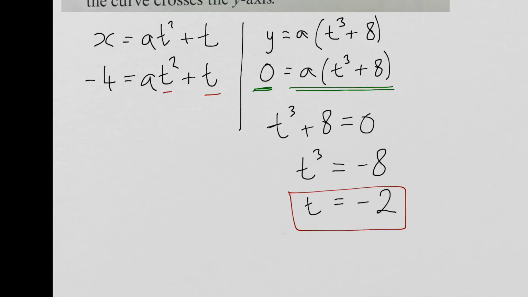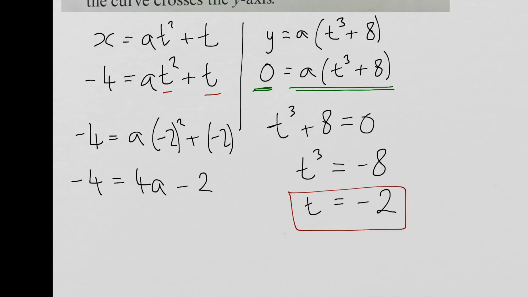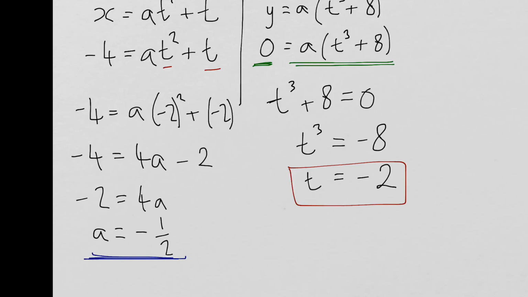to help me work out what the value of a is, because that again is still what we're trying to do. So minus 4 is equal to a times minus 2 squared plus minus 2. So I get minus 4 is equal to 4a minus 2. Okay, so adding 2 to both sides, I'm going to get minus 2 is equal to 4a, and so a is equivalent to minus a half. So there we have it. Final answer, a is equivalent to minus a half.